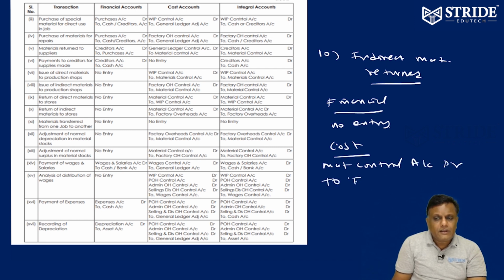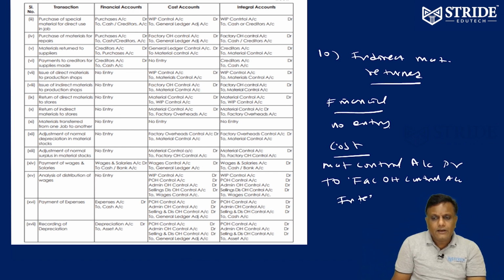It comes from factory. Direct materials are returned to WIP. This is indirect material return, no? So we can say factory overhead control. So indirect material return means material control to factory overhead. That is store. It is returning to store from factory. Material control to factory overhead.